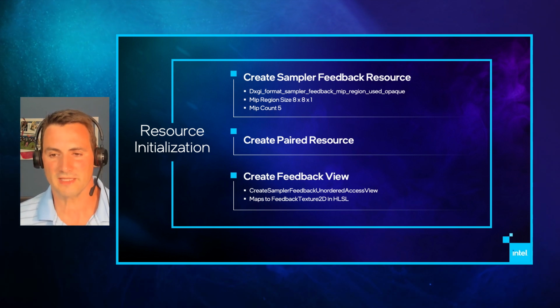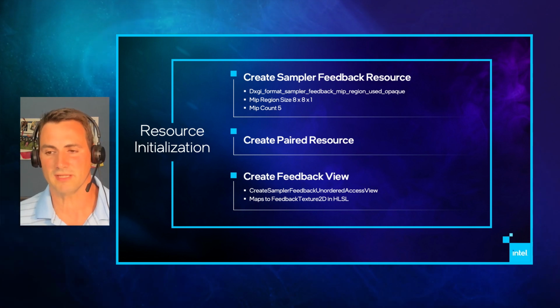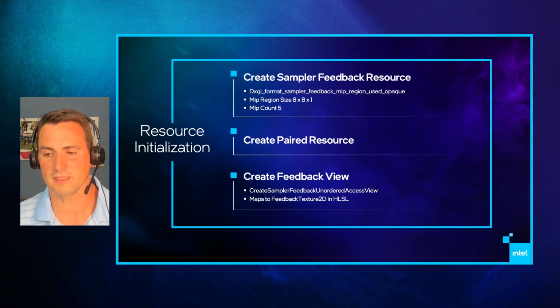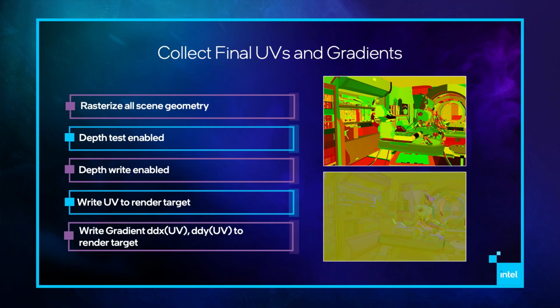Lastly, we need to create a feedback view. This is a special feedback view that references both the sampler feedback resource and the paired texture. This is done with the create sampler feedback unordered access view API, and this will map to your feedback texture 2D in HLSL. Now we can begin rasterizing our scene. The first step is somewhat of a depth prepass combined with the ability to collect UVs and gradients. This pass will enable the depth test, enable depth write, and will only write out UVs and gradients of that UV to 2 render targets when the depth test passes.